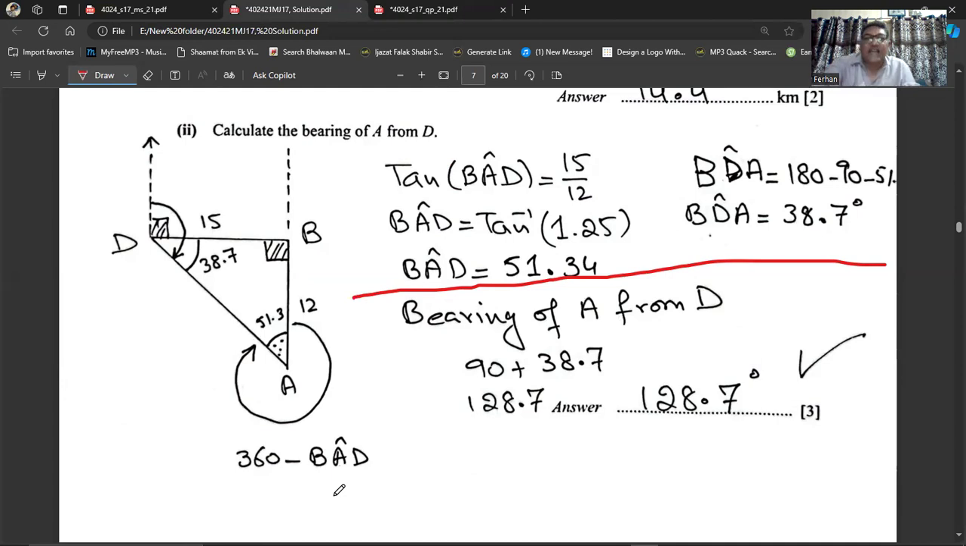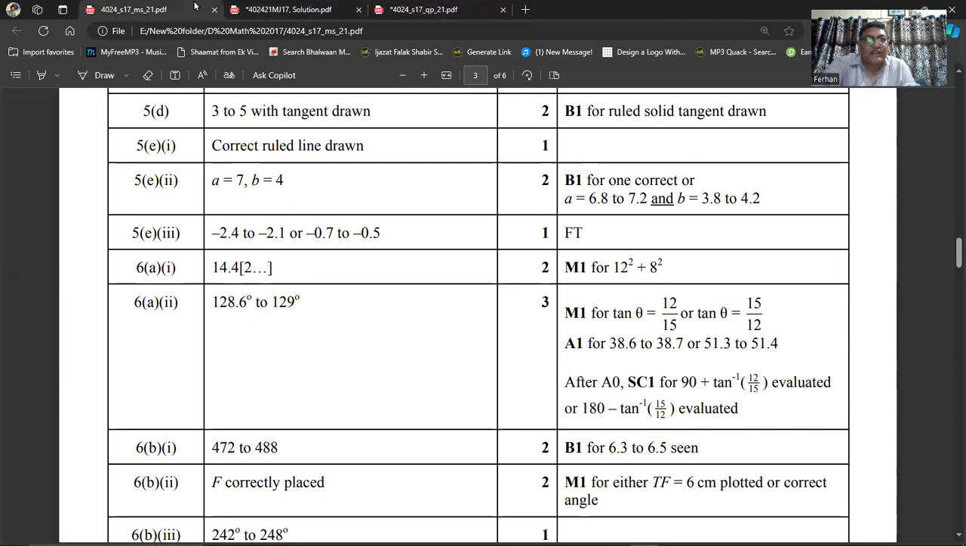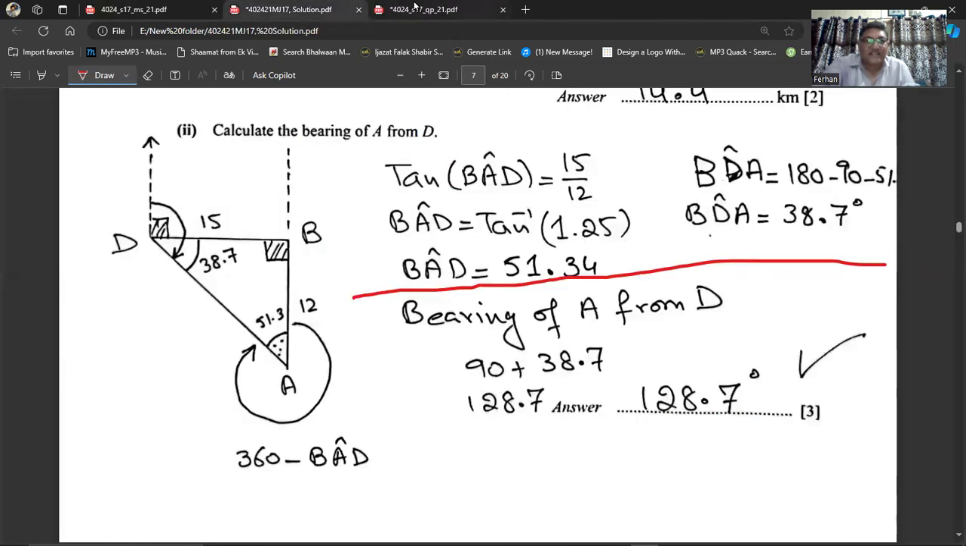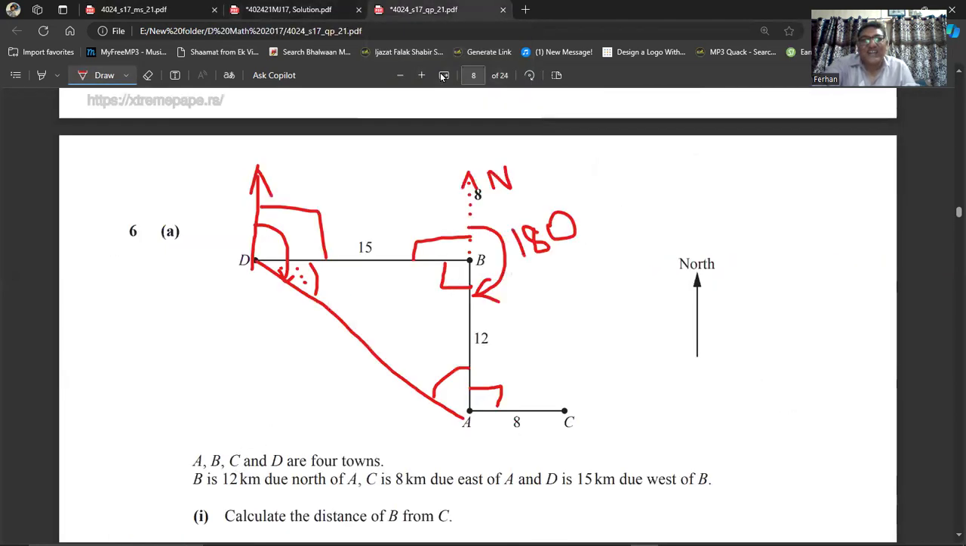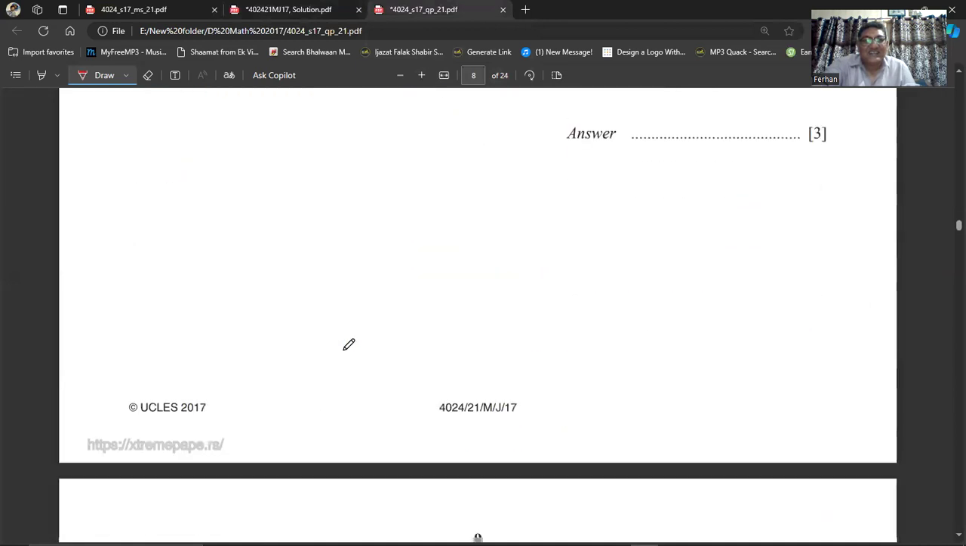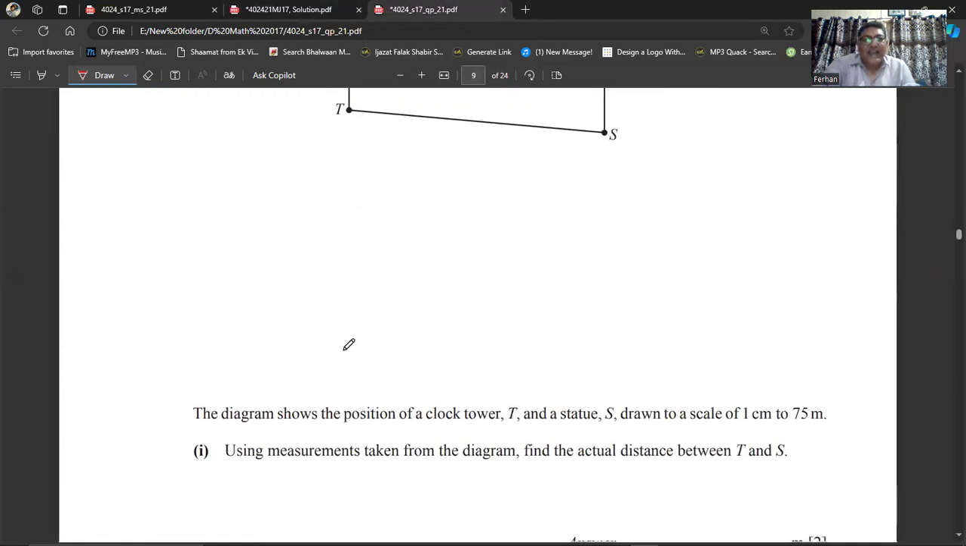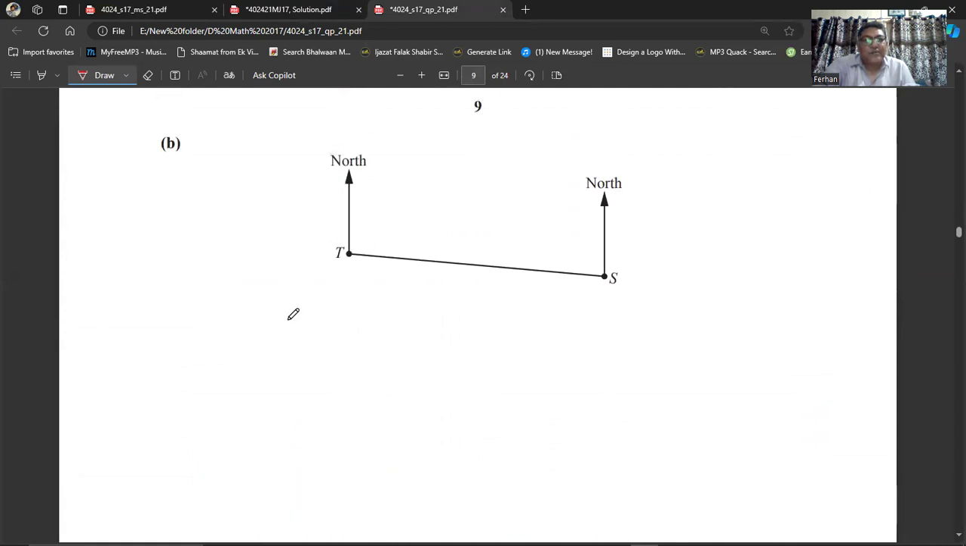128.7 degrees. That is the bearing of the A from D. 128.7 degrees. So that is the right answer, sir. I hope you understand how we have done this. Okay, here we have B, here we have T, here we have S, this is north.